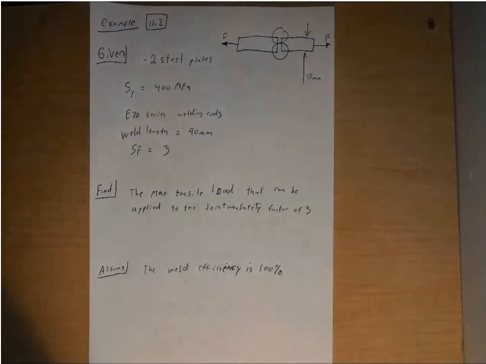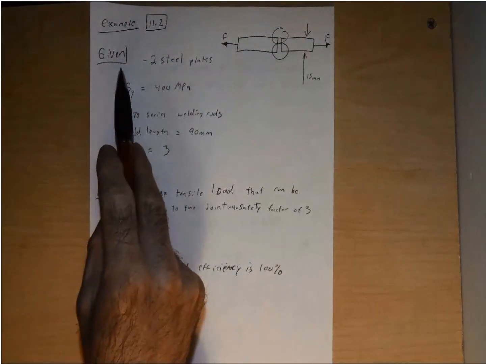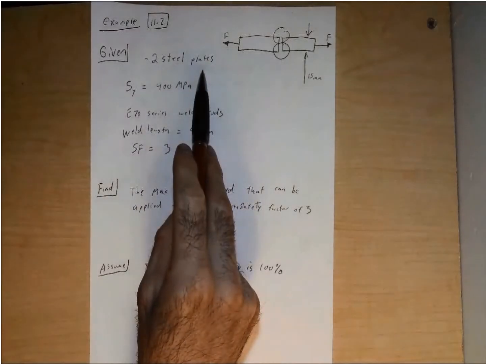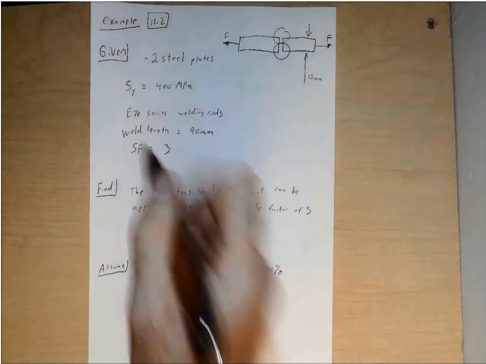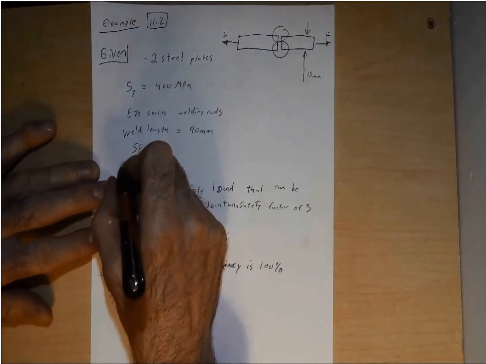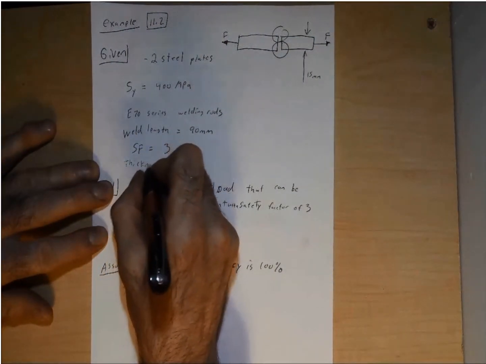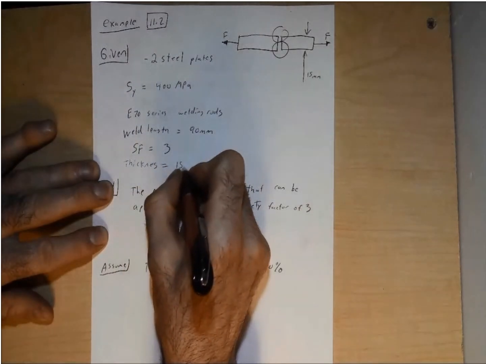So the first thing that we do is we take a look at that problem statement and everything they give us and write down what we know. So we're given the fact that there's two plates. We know the thickness of these plates is 15 millimeters, so we can write that down here, that our thickness is equal to 15 millimeters.